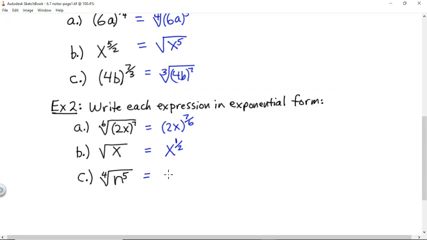Okay, one more. So in exponential form, the numerator will be that power, which is 5. And the denominator is the index, which is 4. Okay.